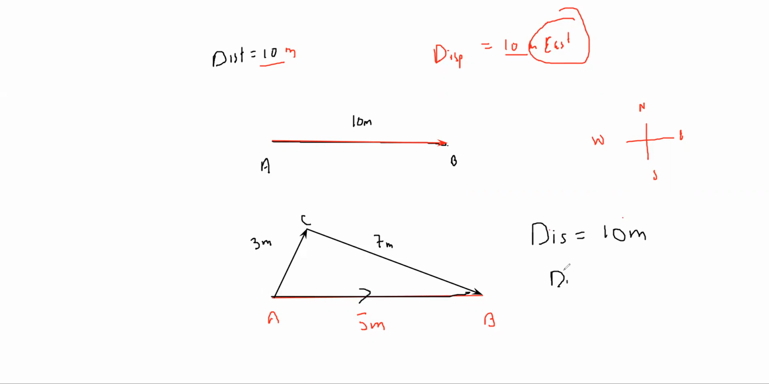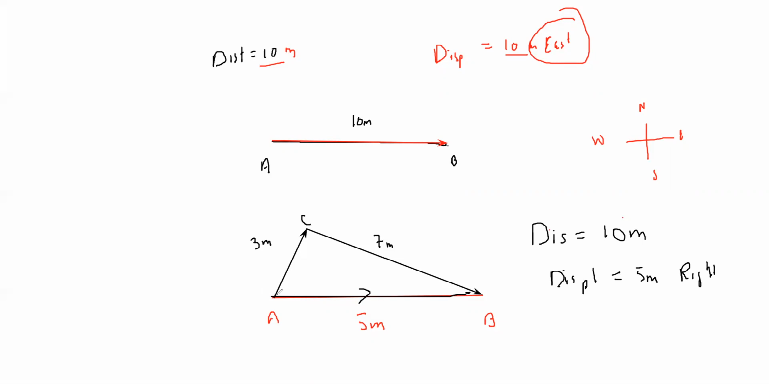Displacement is equal to 5 meters, and it should be specified by a direction. So if it's towards the right, you can also mention right. If it's up, down, east, west, north, or south.